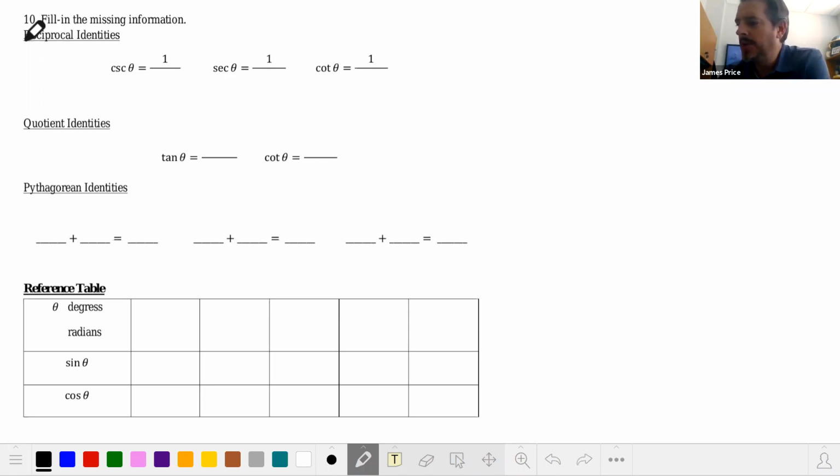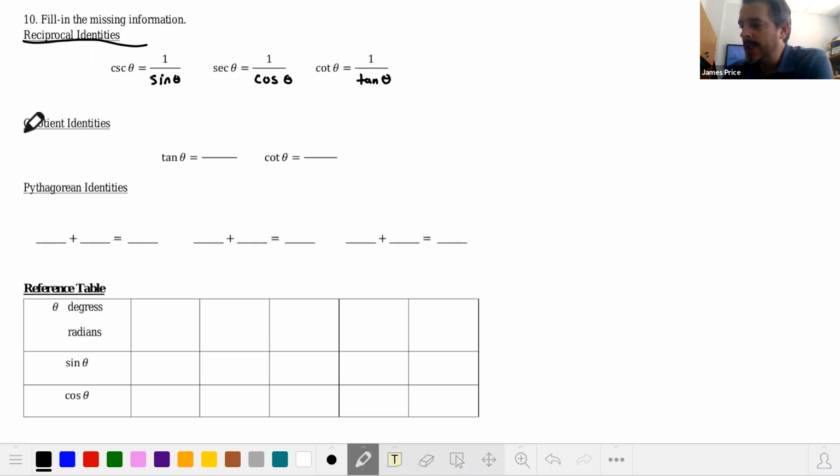So we want to do the reciprocal identities here. And so remember, cosecant of theta is 1 over sine of theta. And secant of theta, it's opposite the letter, so 1 over cosine of theta. And cotan of theta is 1 over tan of theta. So it's just the reciprocals of the big three.